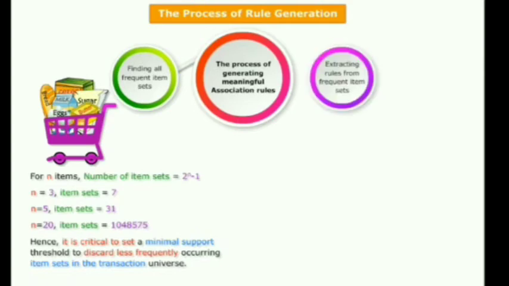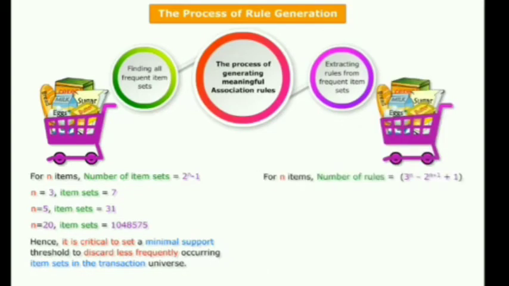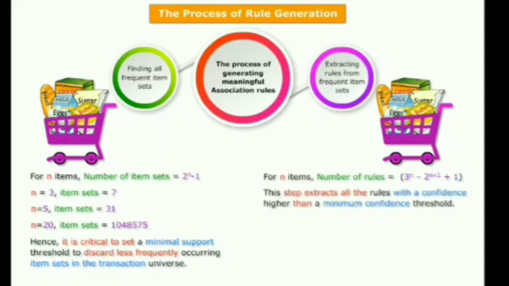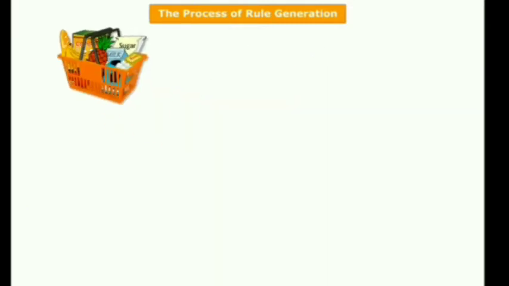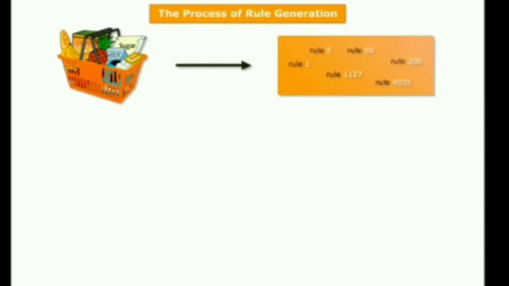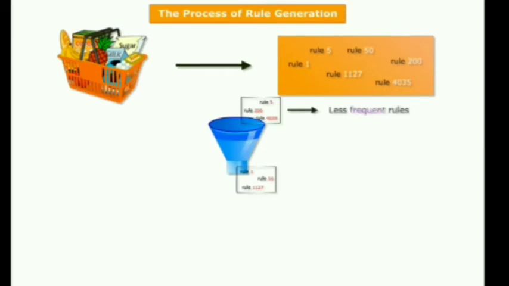Extracting rules from frequent item sets. For the data set with n items, it is possible to find 3 to the power n minus 2 to the power n plus 1 rules. This step extracts all the rules with a confidence higher than a minimum confidence threshold. This two-step process generates hundreds of rules even for a small dataset with dozens of items. Hence, it is important to set a reasonable support and confidence threshold to filter out less frequent and less relevant rules in the search space.